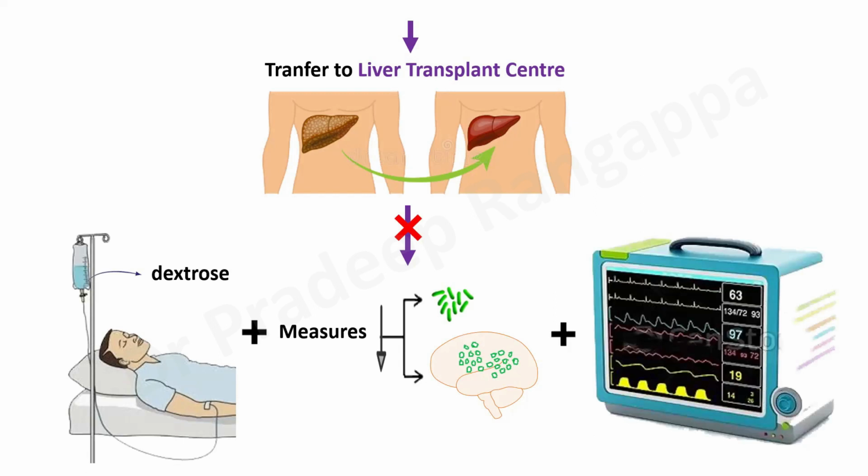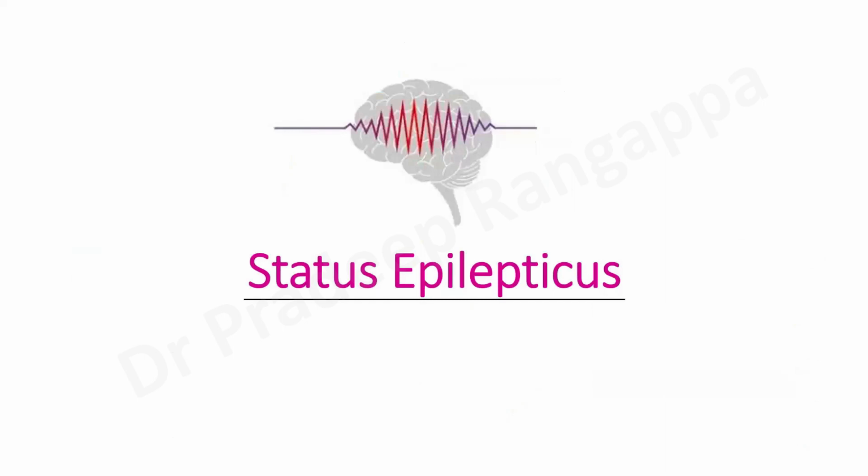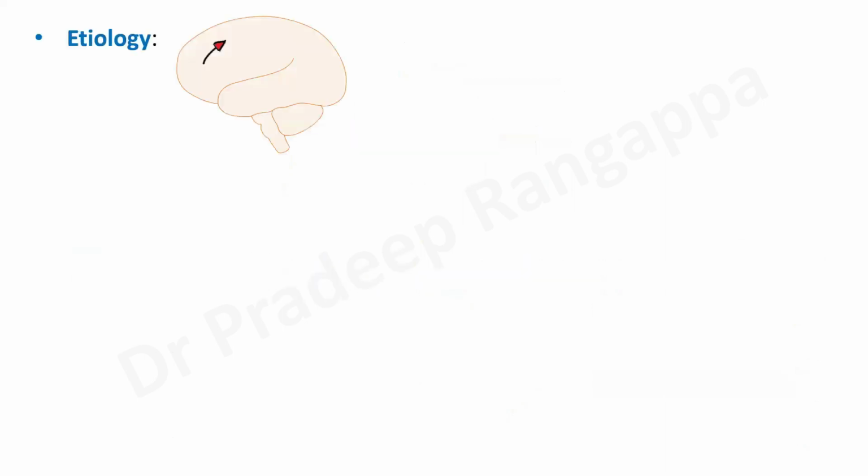So it starts with airway, breathing, circulation, then dextrose infusion and measures to reduce the risk of infection, and sending routine investigations and preventing hypoglycemia would be the key tenets of liver failure management. So we'll just quickly move to status epilepticus, which is also a common condition that we see.